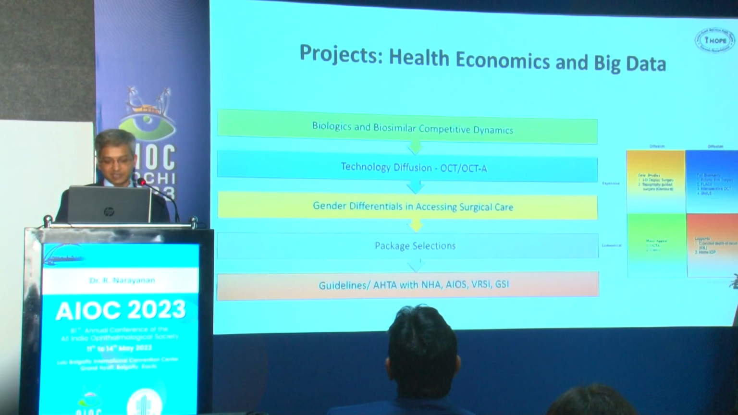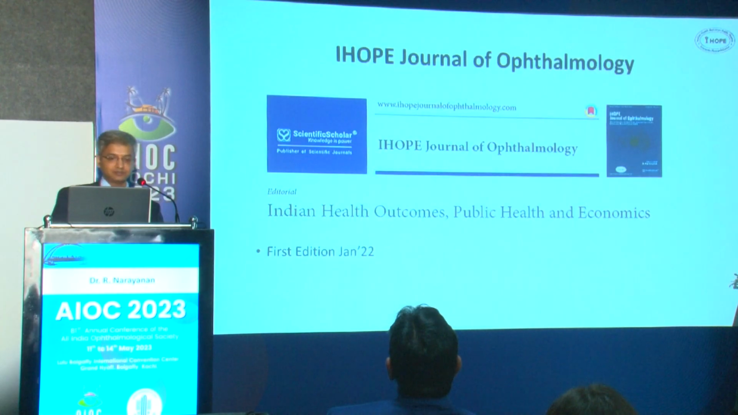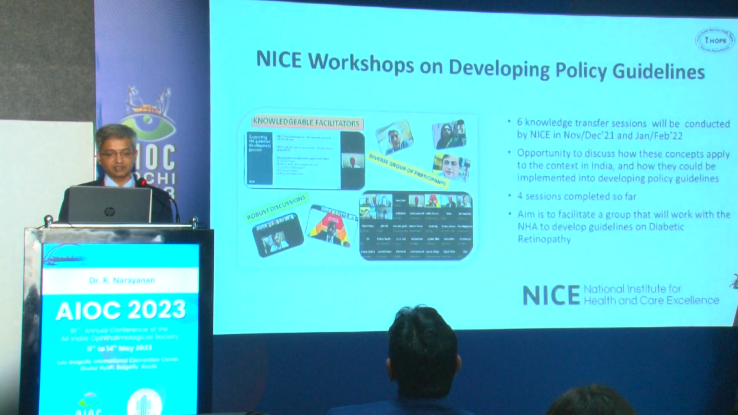Also, we have formed a secretariat of IHOPE, which the members and the speakers who are here are part of. The IHOPE journal is published once in 4 months, so three issues a year. The first edition was in January 2022, and we just released the fifth edition. And as I mentioned, it is not a routine clinical journal.